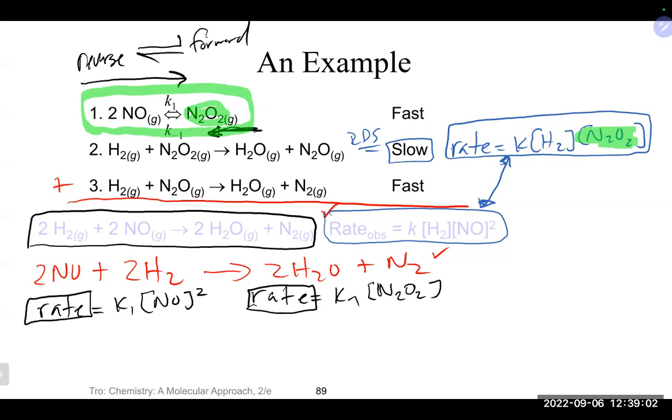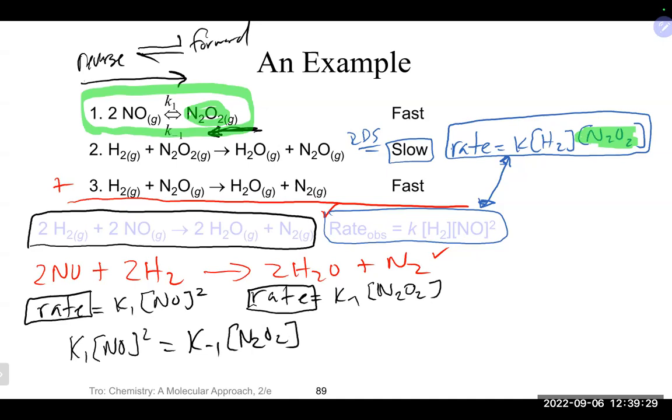They will be the same number because the forward direction and the reverse direction will be going back and forth at the same rate. Who cares what that number is? I just know that it should be the same number. And because those two are the same number, what can I do with the other part of each of those things? I could set them equal to each other. So K1 times NO squared would equal K to the minus 1 times N2O2.